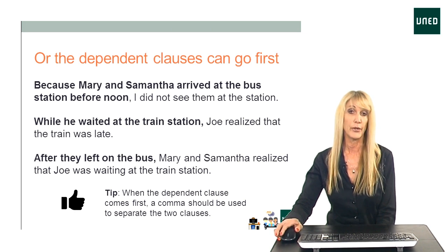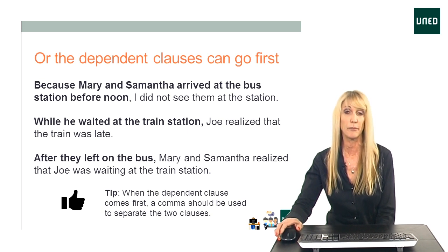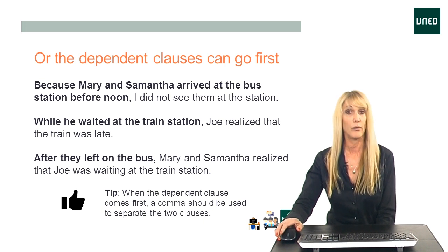We can also put the dependent clause first. So notice that the dependent clause now is in bold, and the second half of the sentence is the independent clause. Remember, the dependent clause needs the independent clause to complete it, to give it full meaning. Now we use a comma. So when we start with because, we put a comma after the dependent clause.